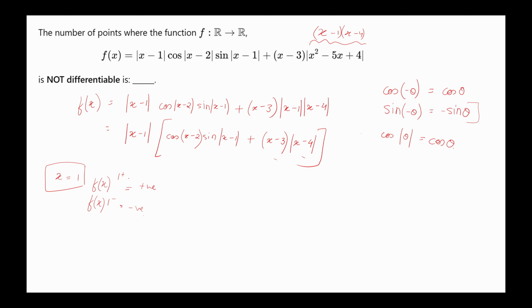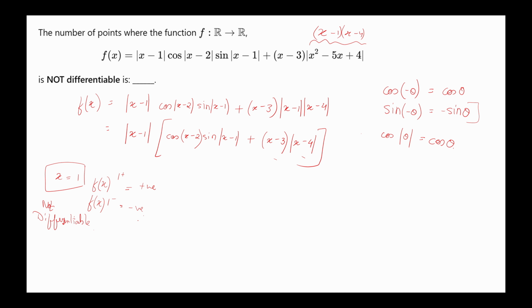So for 1, as I said, it is going to be positive here, it is going to be negative here, inside here as well. For 1 plus it is going to be positive, and for 1 minus it is going to be negative, because sine opens up in this format, right? Sine of minus theta becomes minus sine theta. So one point we found out, it is not continuous at x is equal to 1. Therefore we can say that it is not differentiable as well.